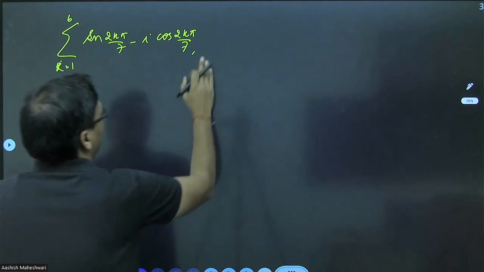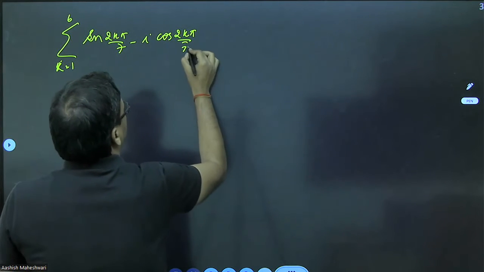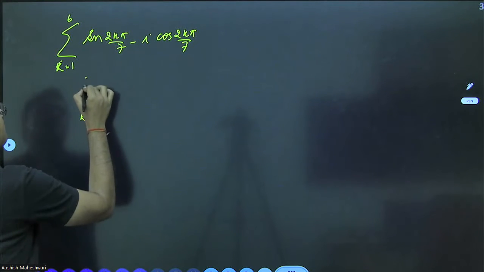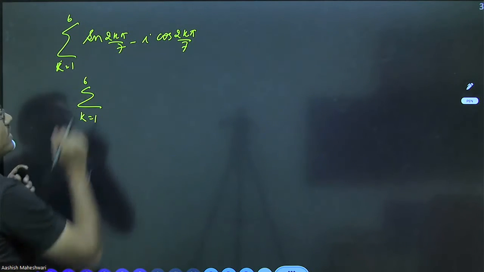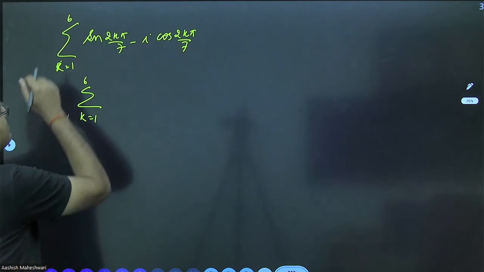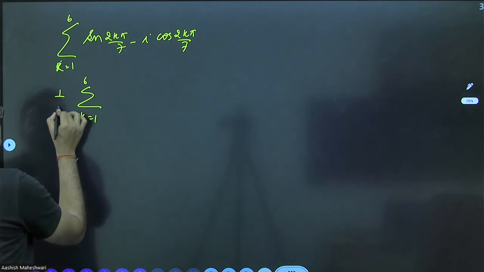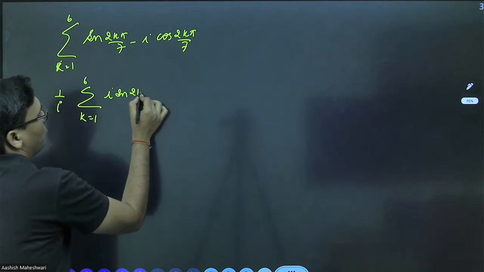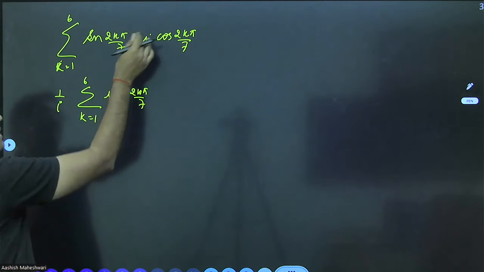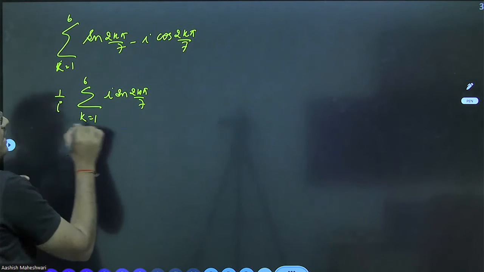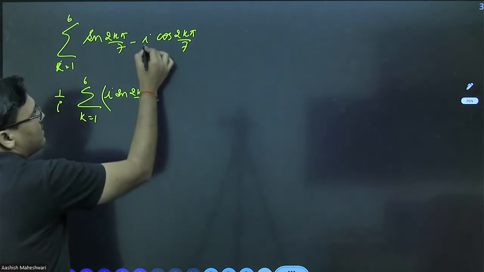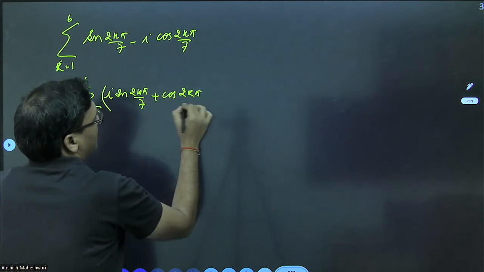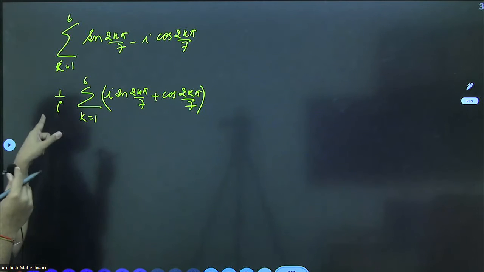You can see here, k is equal to 1 to 6. If I take minus iota common, or otherwise what you can do is multiply with iota. So if I multiply with iota, this will become iota sine 2kπ/7. Iota is multiplied, so we also have to divide by iota. So I have just divided by iota, and this iota square will become minus 1, so this will become plus cos 2kπ/7. So we have this expression.